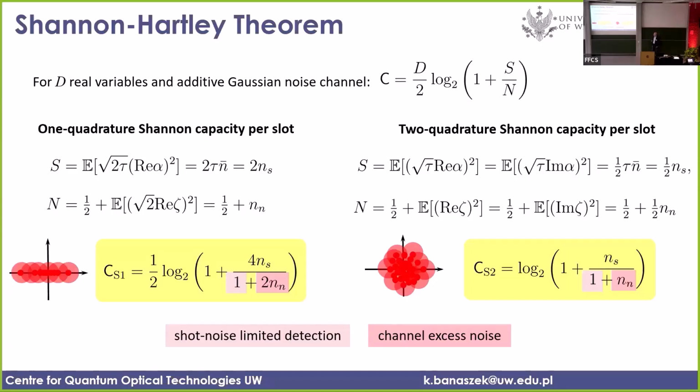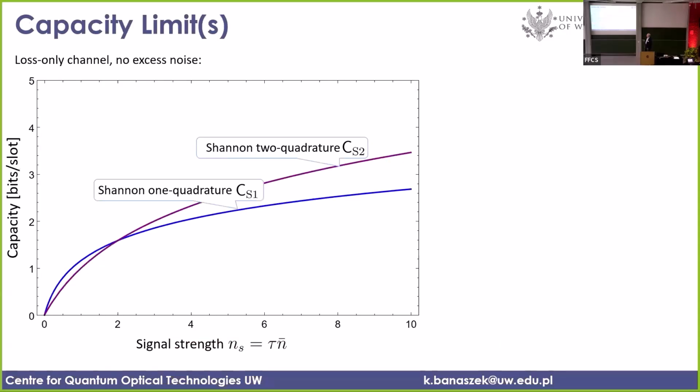We really have to think about a specific communication scheme. Now, if we plot these two capacity expressions, assuming that we don't have excess noise, we discover that for low signal strength, it pays off to use just one quadrature for modulation and forget about the other quadrature altogether. Of course, assuming that we have some phase reference.